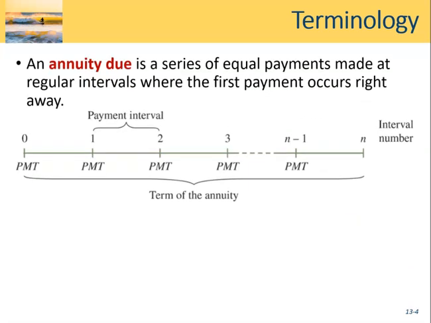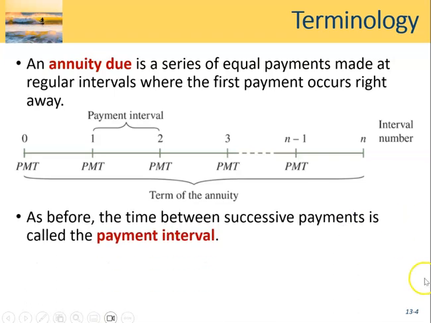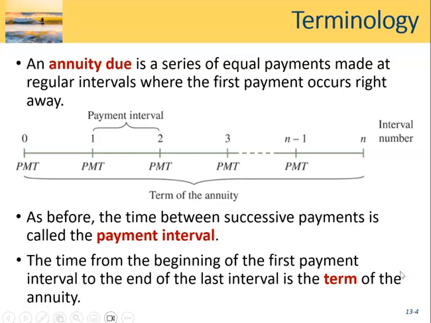Okay. So an annuity due is a series of equal payments made at regular intervals where the first payment occurs right away. So as you can see here, at time 0, a payment is made. And there's no payment made at the end. So as before, the time between successive payments is called the payment interval. The time from the beginning of the first payment interval to the end of the last interval is the term of the annuity.